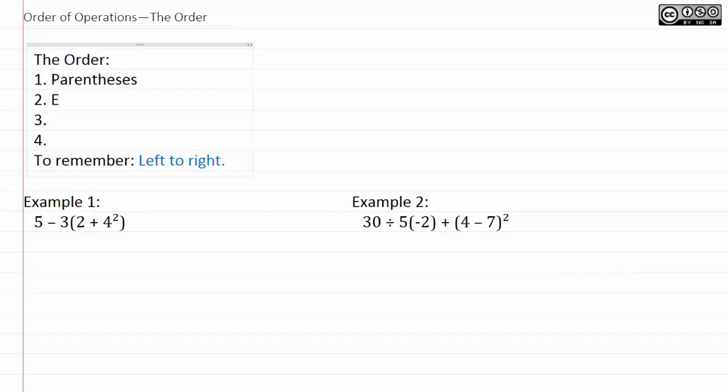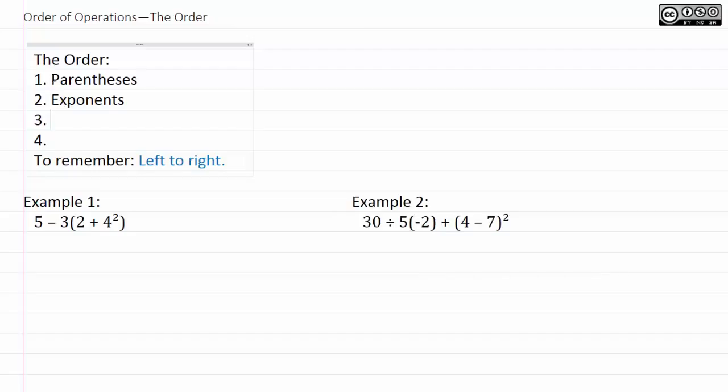The next step you want to do is exponents. Exponents are the next thing you do after parentheses, so look for any kind of superscript, anything like that. Then next, you probably are familiar with the acronym PEMDAS: parentheses, exponents, multiplication, division, addition, subtraction.